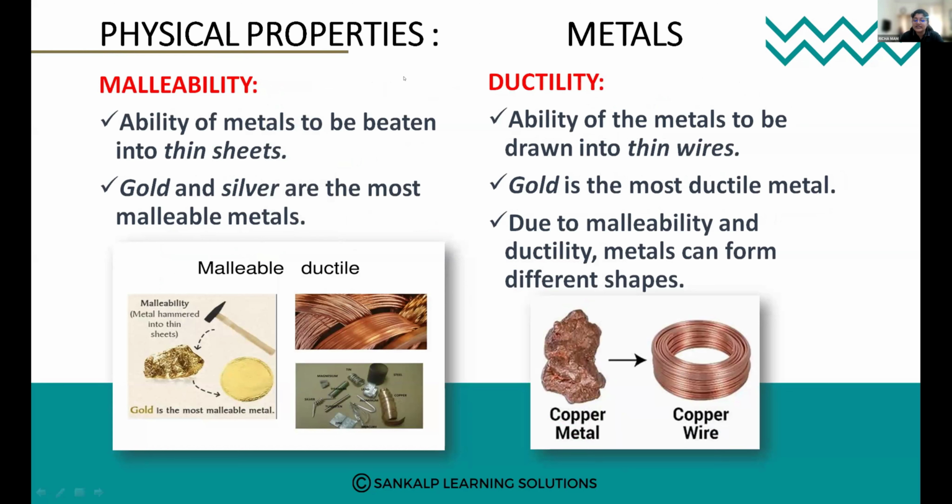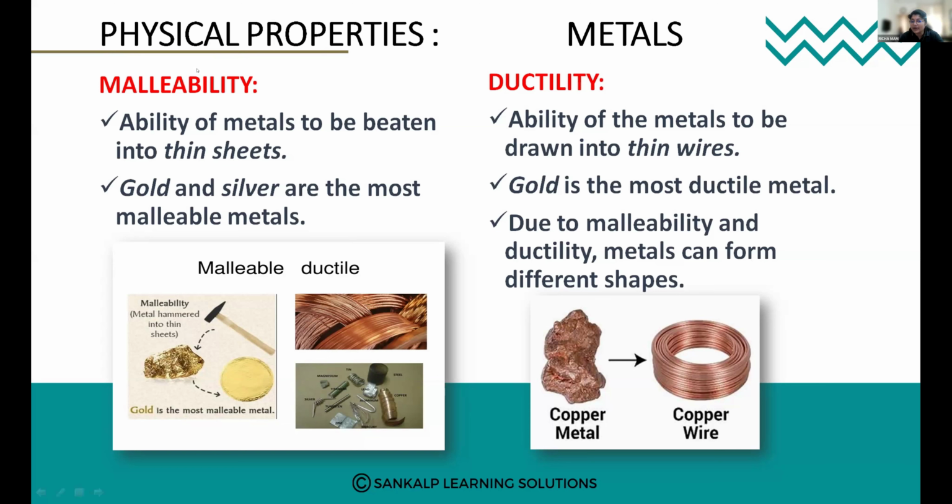So we have seen two main properties. The first is metallic luster. What do you mean by metallic luster? The shine. Why do metals have a shiny surface? Because metals have the lustrous property, so they have the shiny surface. Then the second one was hardness.